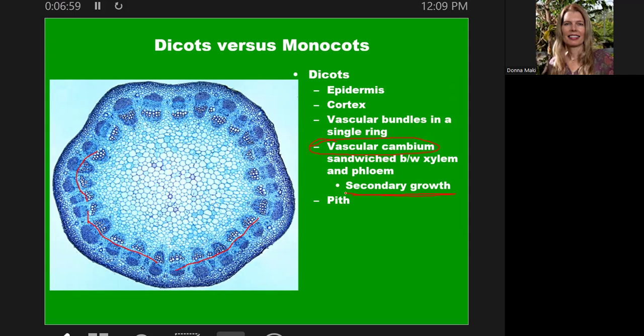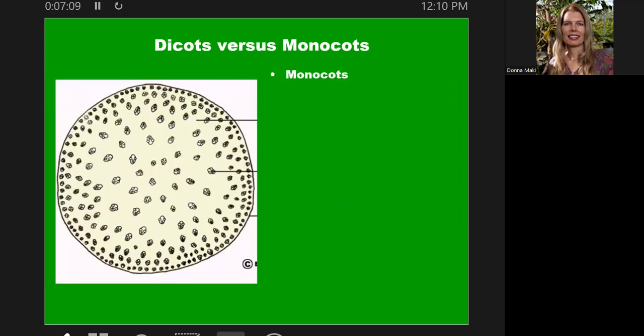Is that where the growth rings come from? Yep. Yep. So this is a very young stem, we'll look at some other ideas here where they get older. But first, let's think about the monocot.